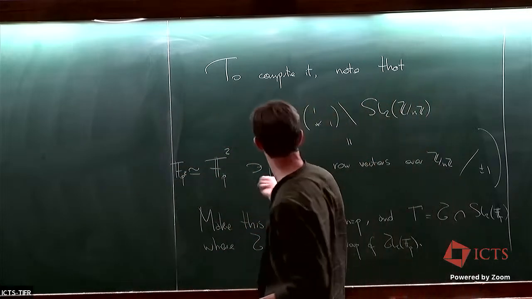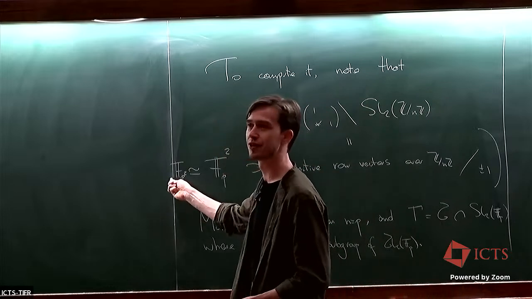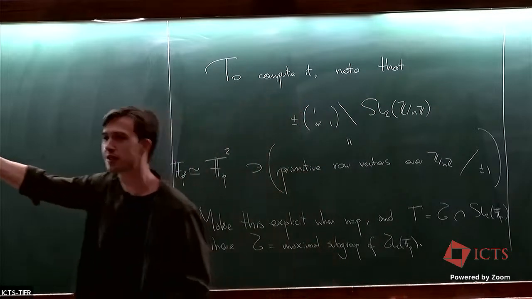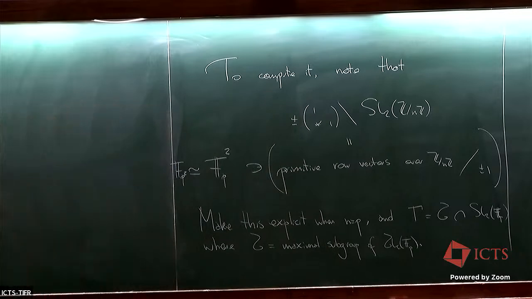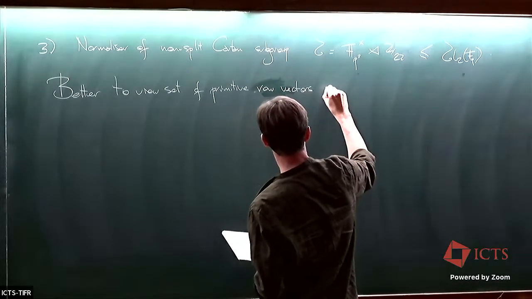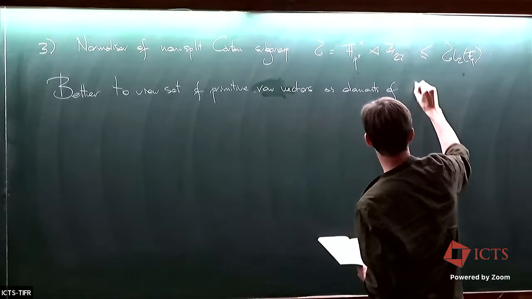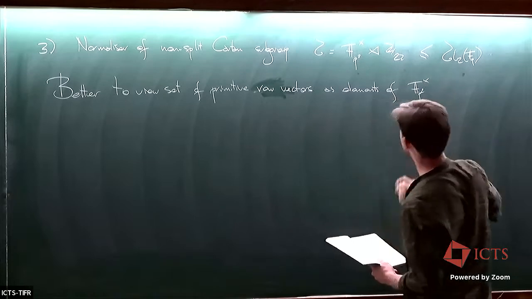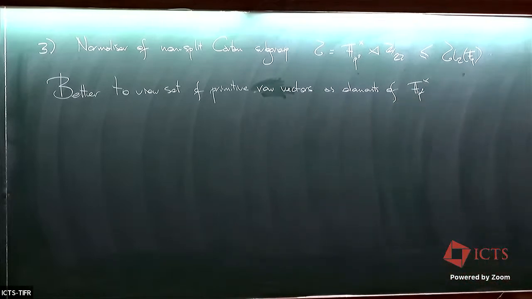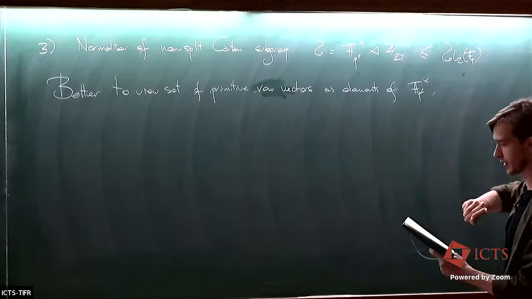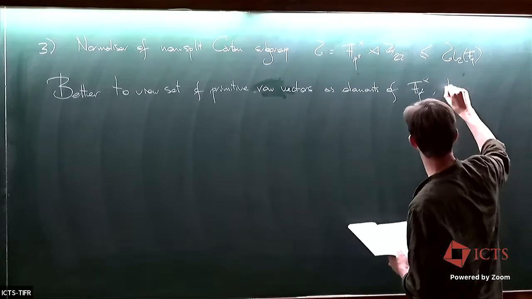So this is where I view a primitive row vector, but I'd rather view it under some chosen identification, which also gives me this embedding of this group. So it's more convenient to work coordinate-free, really, in this setup. All right, so to view the set of primitive row vectors as elements of Fp squared star, that's really the set that we're acting on now, and now we're just acting by right multiplication, which is the same as left multiplication, but okay.